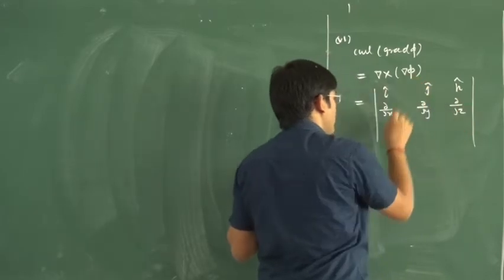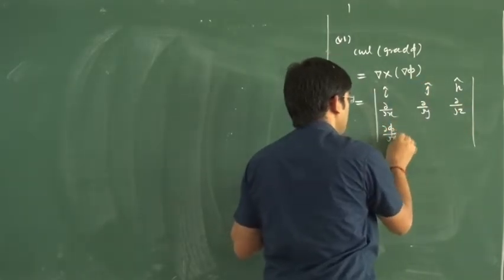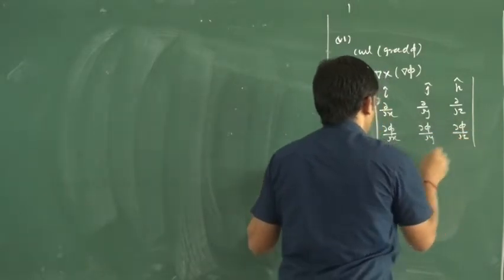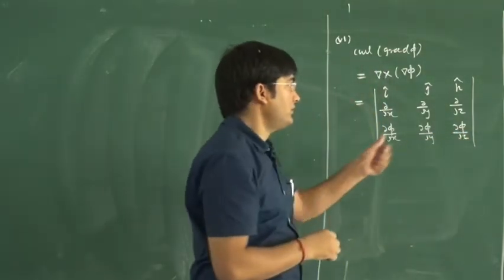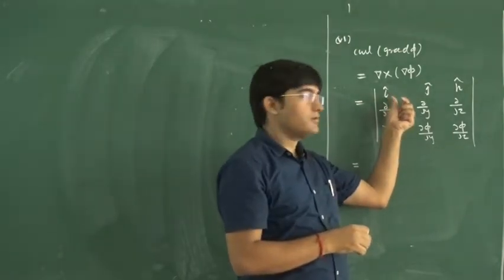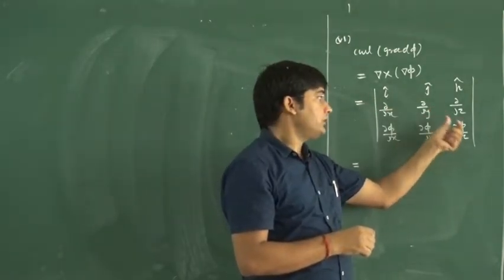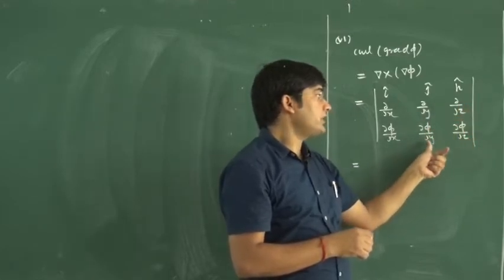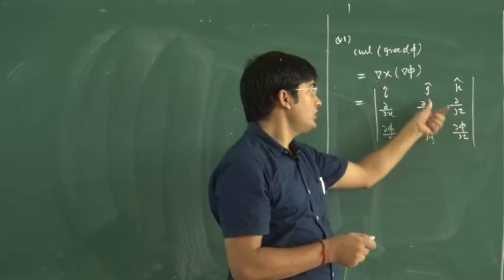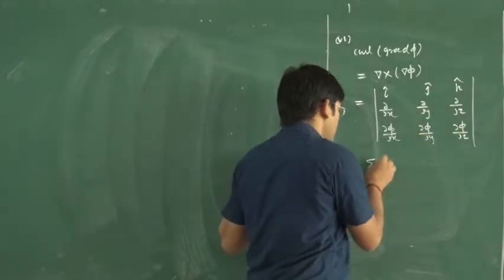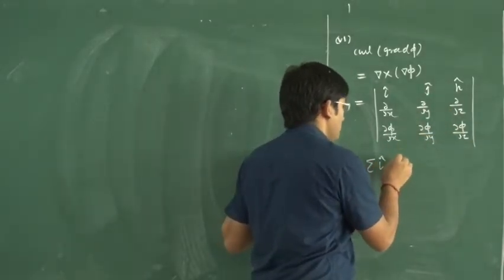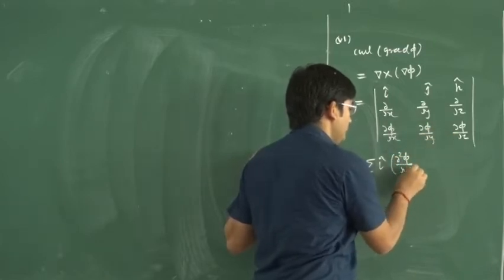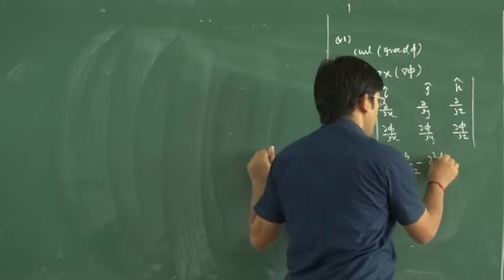And the components of grad phi are del phi upon del x, del phi upon del y and del phi upon del z. So you can see that this is i into del 2 phi upon del y del z minus del 2 phi upon del y del z. So this is your 0. Then we can write it as i, then in the bracket we will have del 2 phi upon del y del z minus del 2 phi upon del y del z.